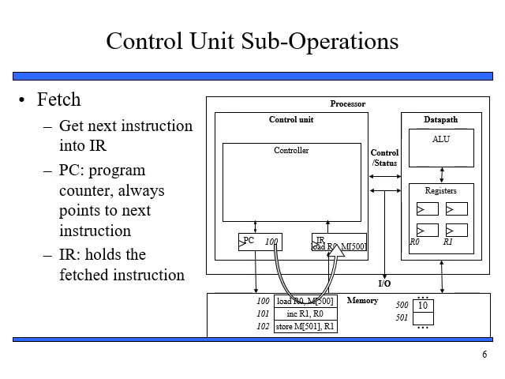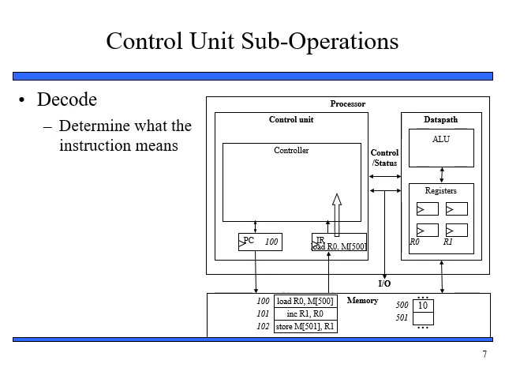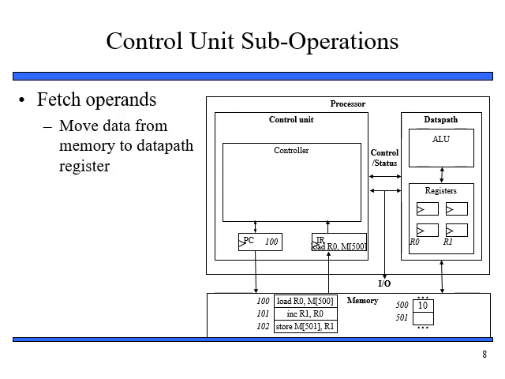Now once this instruction is loaded into the instruction register, we move on to the next point, which is decoding. Decoding takes place in the controller. Decoding will determine what the instruction means. Our next step is fetch operands. In fetch operands, we will move data from memory to data path register. So now we are going to move the contents of memory location 500 to register R0. As you can see here, the contents are moving from memory location 500 to register R0. So now we have fetched the operands.